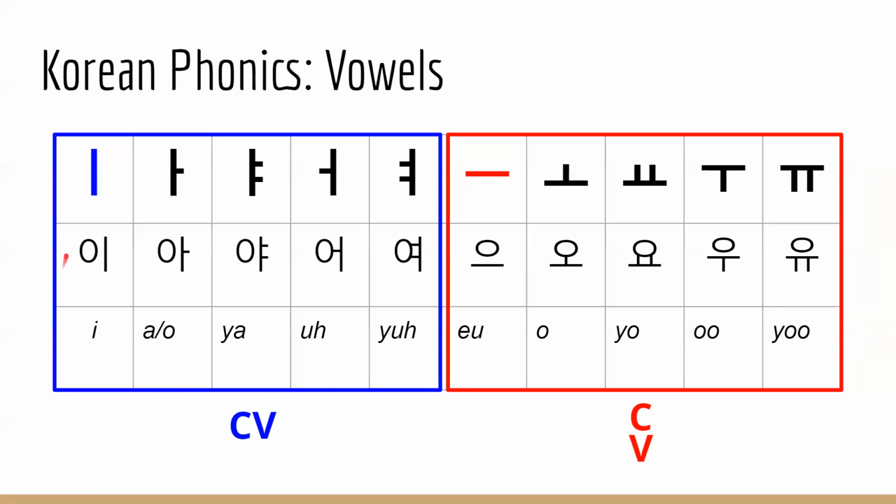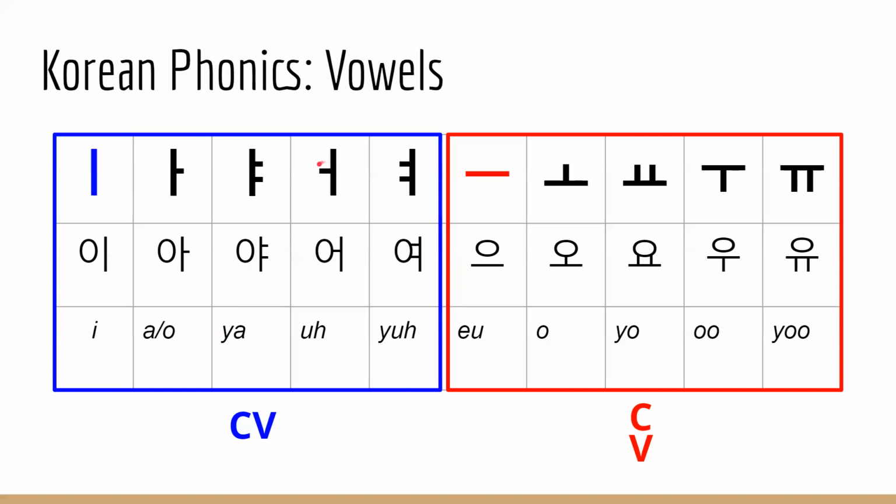Let's now go through it together. The first vowel is 이, E. It is a simple vertical line. The next is 아, A. It is almost the same as the previous one, but it has a small horizontal line at the right. 야 is the next vowel. It has two horizontal lines, so it's pronounced with a Y in the beginning. Ya.